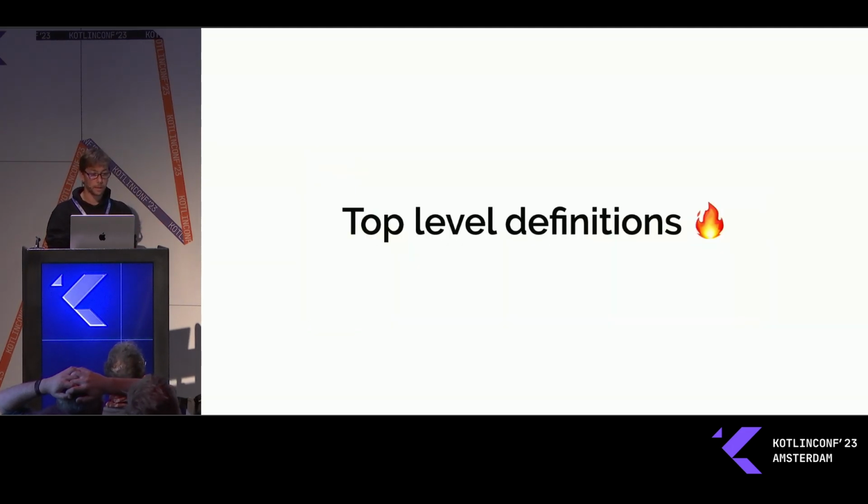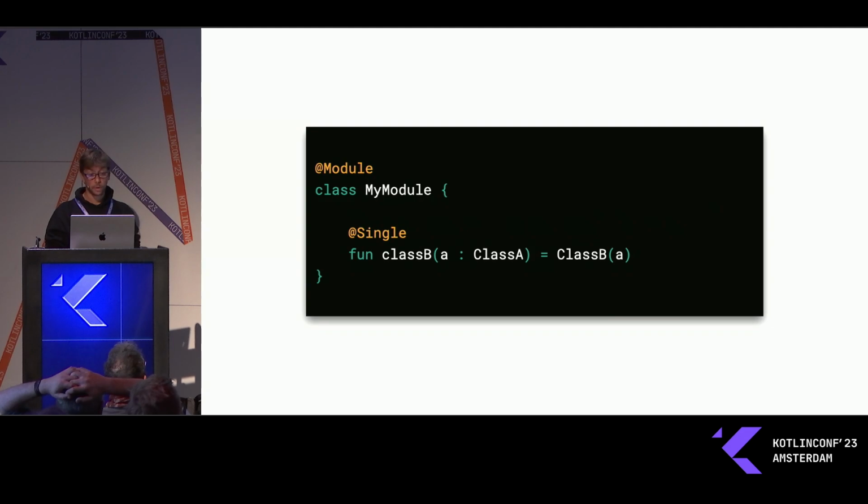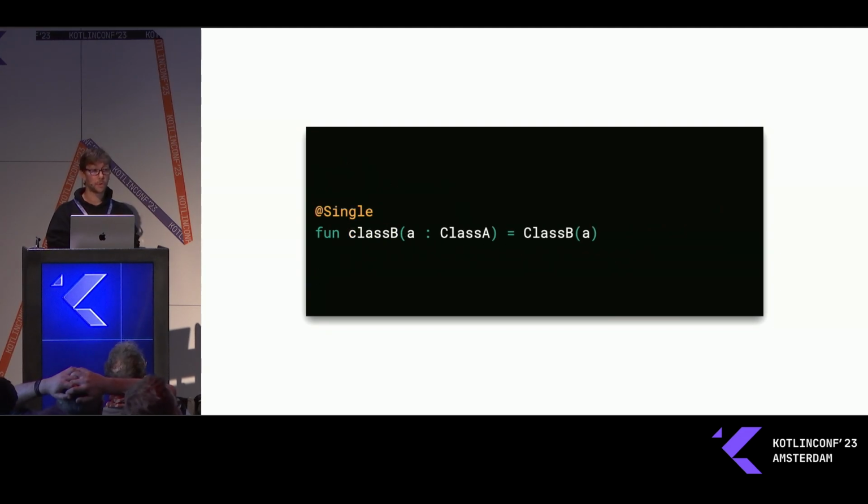And lastly, if you want, you can even use top-level definitions. That means that you don't have to own modules or have a module to write a function to declare a definition. And this is one of the latest updates from Koin Annotations 1.2, is that directly from a function in a file, you just tag it with @Single, and then you create a definition for you.